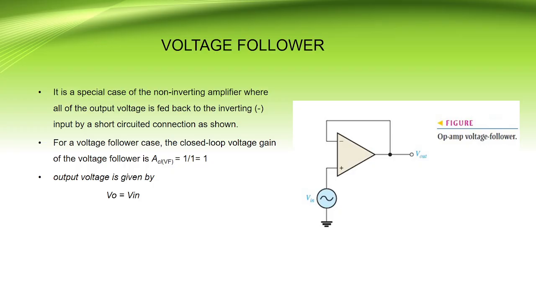Voltage follower is another application of an operational amplifier. It is a special case of non-inverting amplifier where all of the output voltage is fed back to the inverting input terminal by a short circuited connection as shown in the circuit diagram. For a voltage follower, the closed loop voltage gain is equal to 1. The output voltage for the voltage follower will be the same as the input voltage. V naught is equal to Vin.